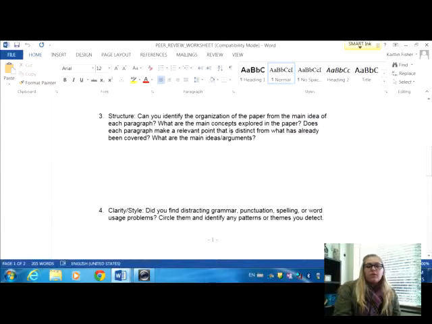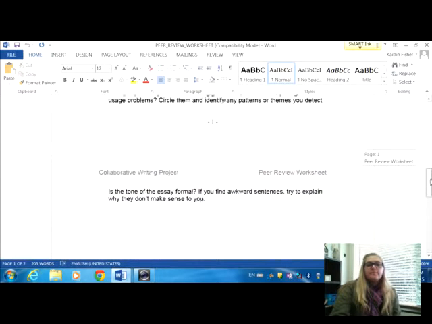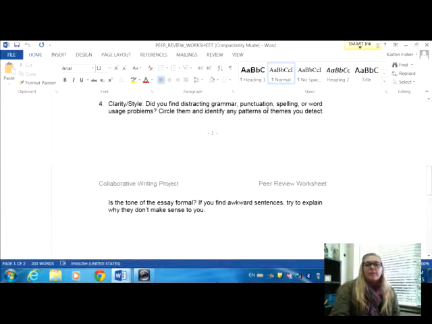Can you identify the organization of the paper from the main idea of each paragraph, and what are the main concepts explored in your paper? Does each paragraph make a relevant point? What are the main ideas and arguments? Take a look at least at that first introduction paragraph. Does it seem organized? Are they making their points in the right order, in your opinion? Then you're going to look for grammar, punctuation, spelling, or word usage problems.